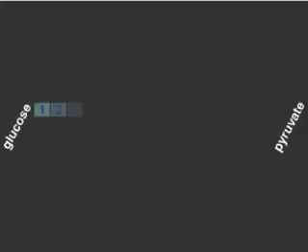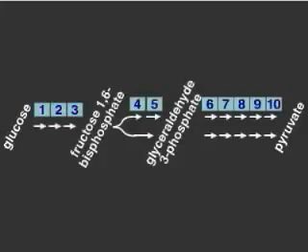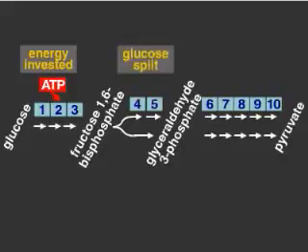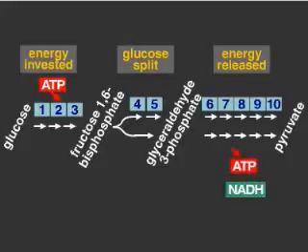Glycolysis involves a sequence of 10 steps. In the first 3 steps, energy in the form of ATP is invested to be recouped later. In the 4th and 5th steps, this energy allows glucose to be split into 2 smaller molecules from which energy can be harnessed efficiently. And in the last 5 steps, energy is released stepwise as ATP and NADH.